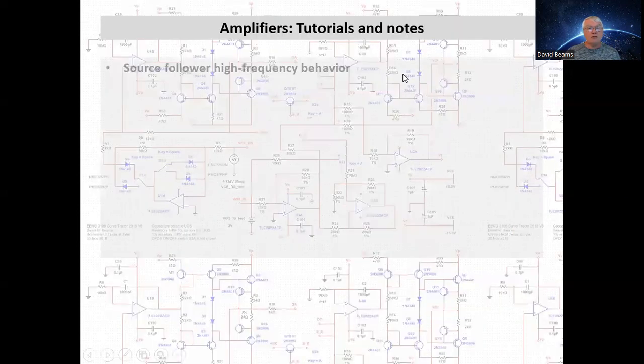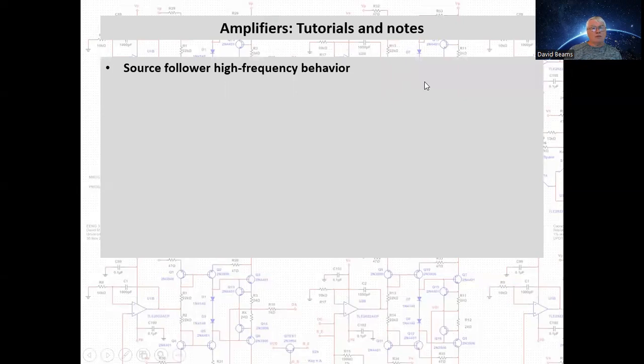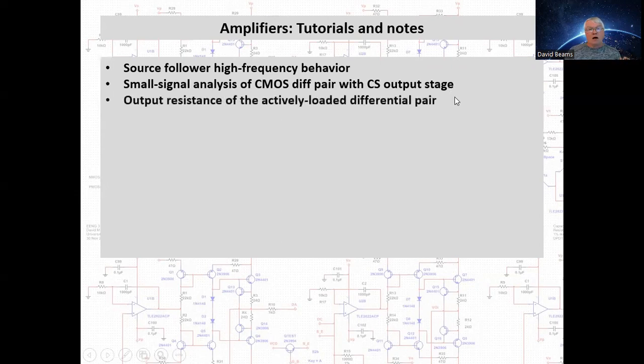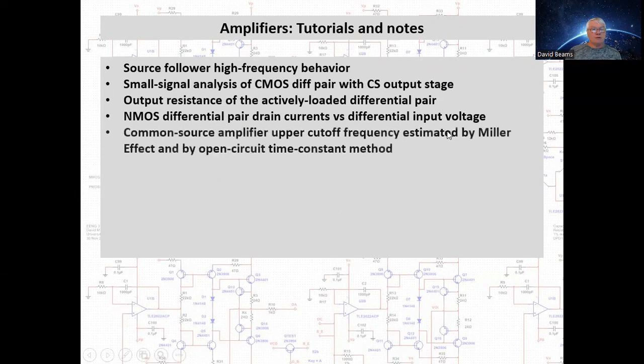Under tutorials and notes, I have notes on the source follower, high frequency behavior of the source follower circuit, small signal analysis of the MOS differential pair with a common source output stage. I have the calculation of the output resistance of the actively loaded differential pair, NMOS differential pair drain current versus differential input voltage, and a common source amplifier's cutoff frequency estimated by 2 different methods, one using the Miller effect and the second, the open circuit time constant method.